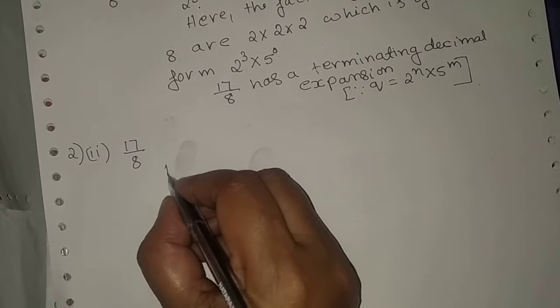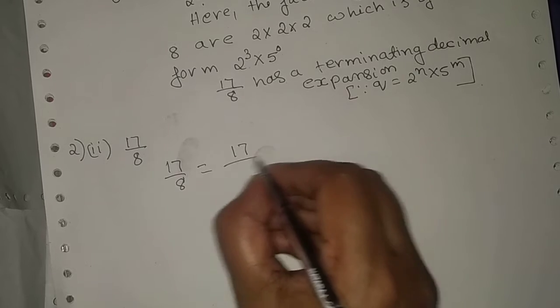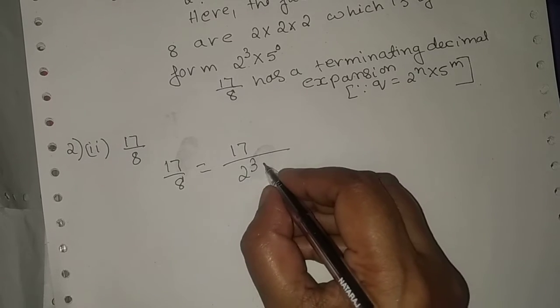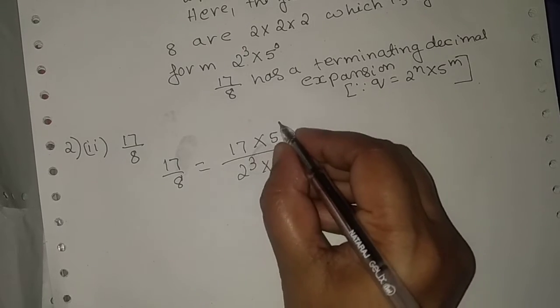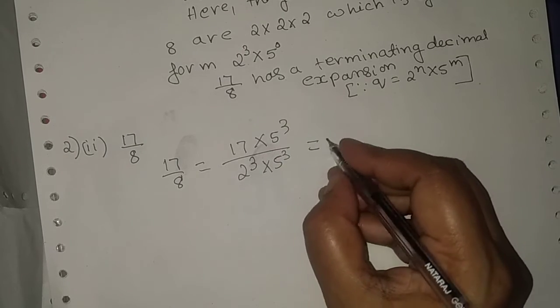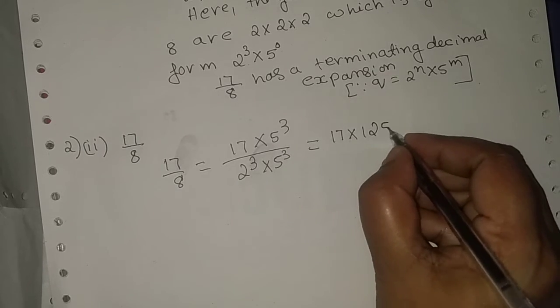So this one, 17 by 8. Here, how much? This one is 17 by 2 cube. 2 cube means 5 into 5 into 5, 5 cube. These are all explained in the previous class only. Now what happens? 17 into 125 we will get.